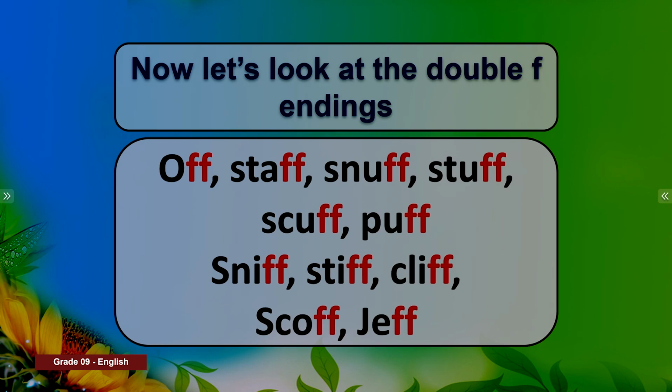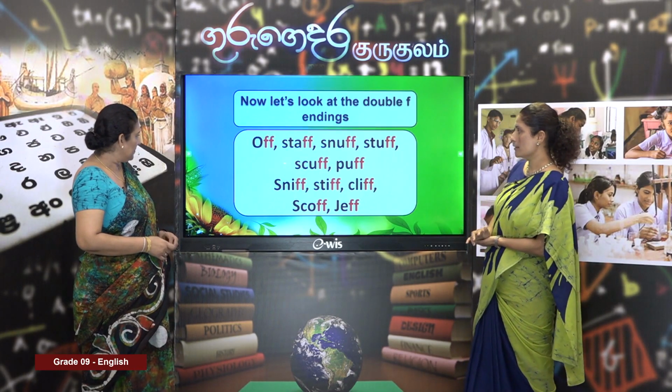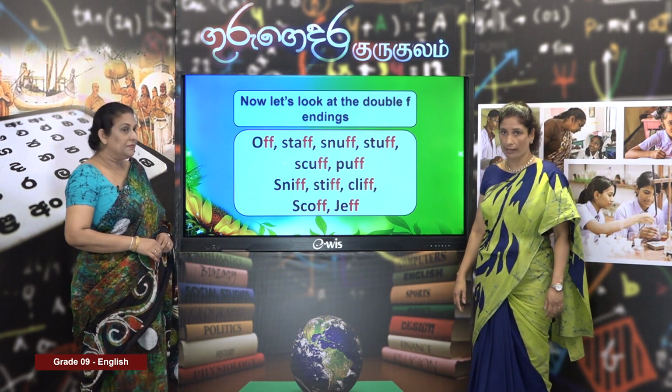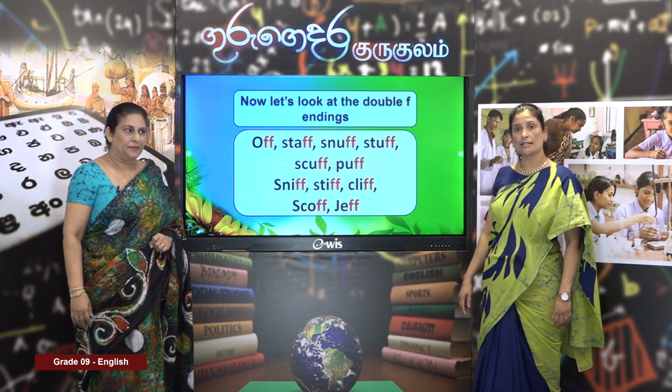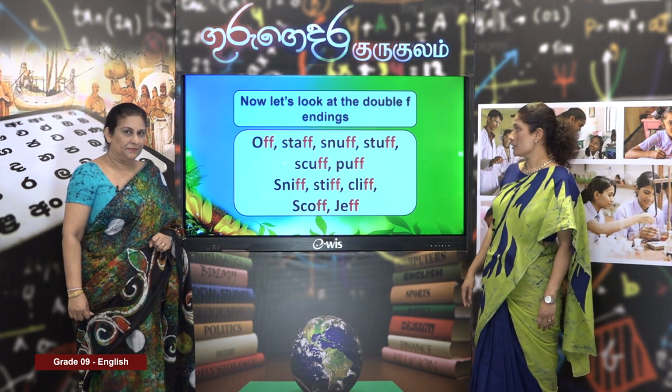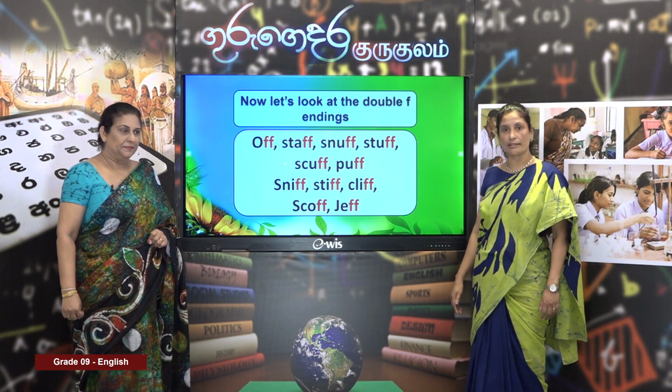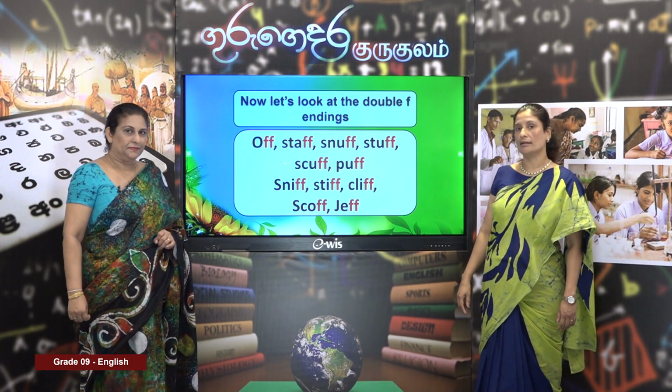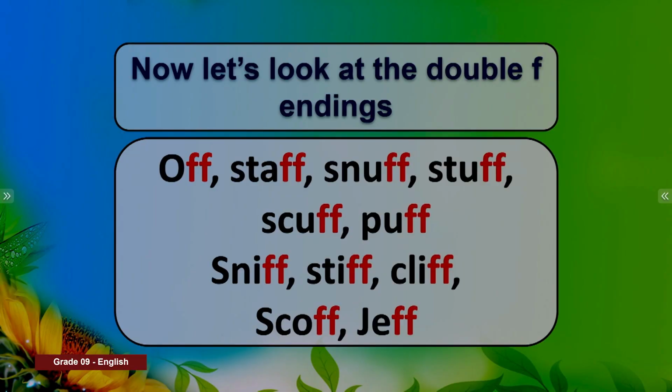I think you can see the ending double F is highlighted in red. All the words end in double F. Okay. So my dear children, now Miss Nirmala will read them for you. You have to join her in reading. Off, stuff, snuff, stuff, scuff, puff, sniff, stiff, cliff, scoff, Jeff. Fine.